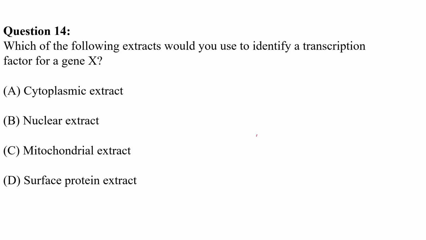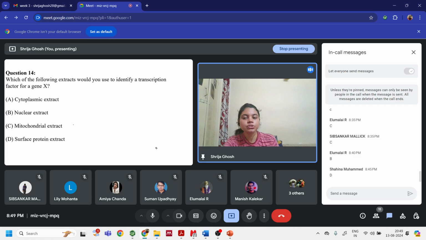Moving on to the next question, which of the following extracts would you use to identify a transcription factor for a gene X? Option A, cytoplasmic extract. Option B, nuclear extract. Option C, mitochondrial extract. And option D, surface protein extract. So what extract do you use if you want to identify a transcription factor?